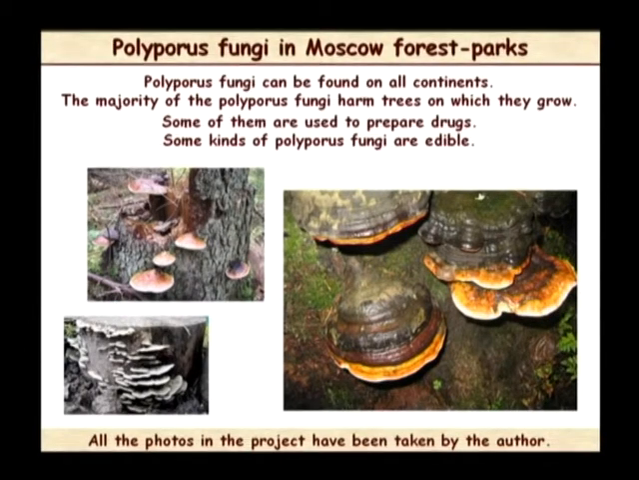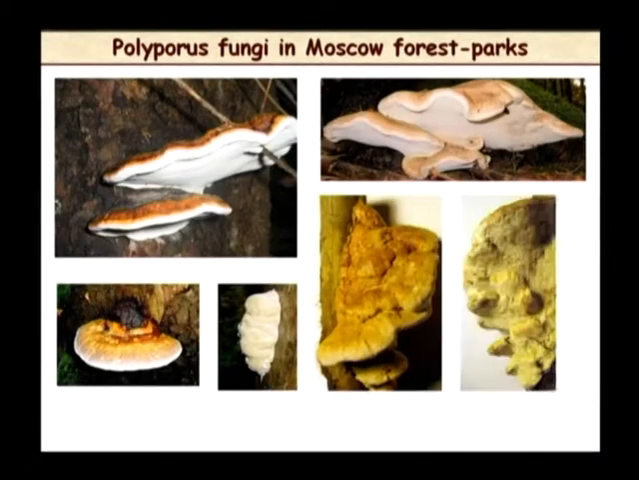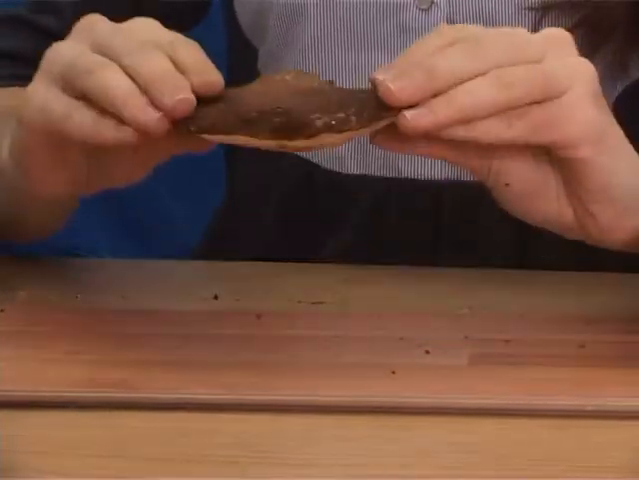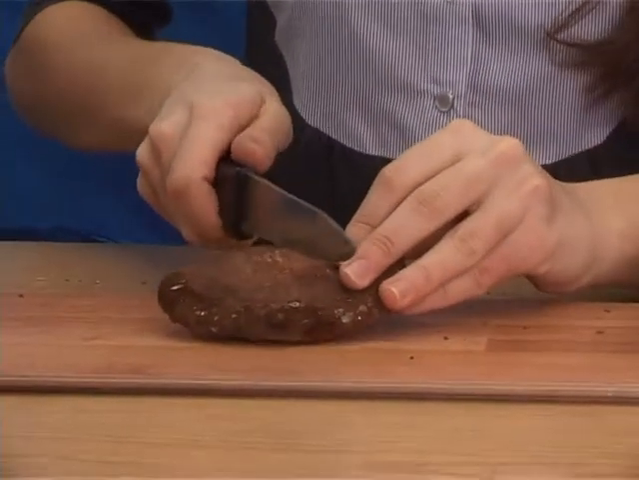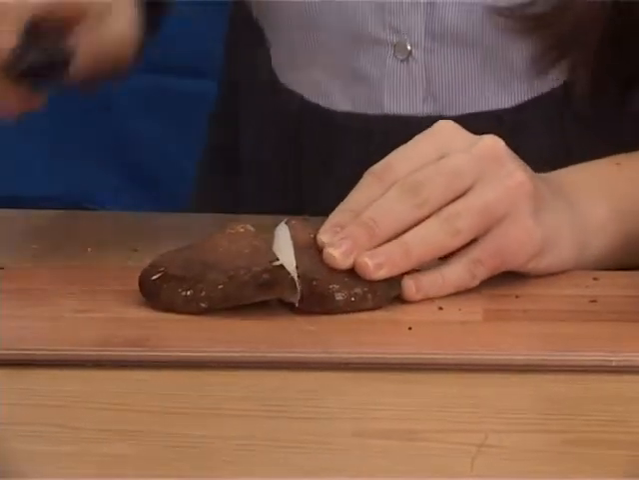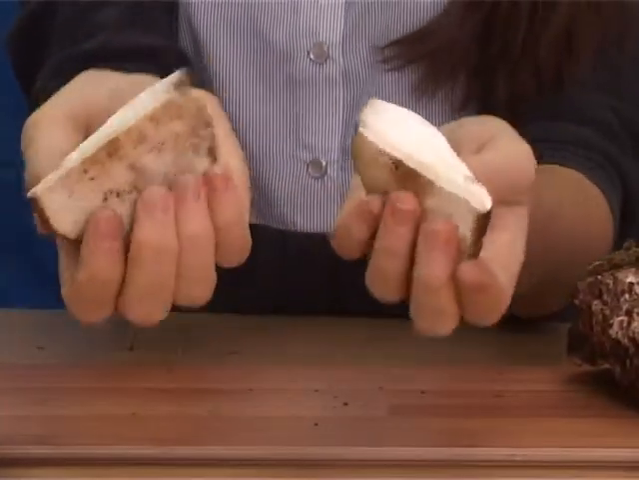You can see the great variability of mycothallus of different species of polyporous fungi. Mycothallus within each species can vary too. One of the identifying features of polyporous fungi species is the structure of its poriferous layer. This layer is called hymenophore. We can examine hymenophore structure of polyporous fungi in the next slide.